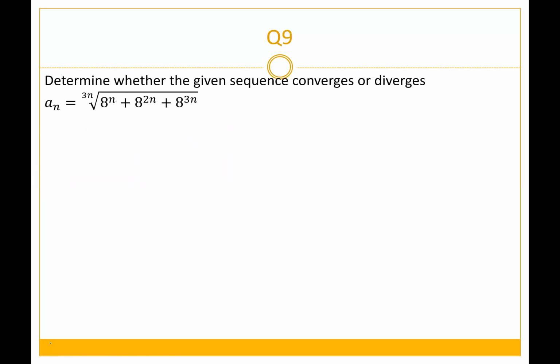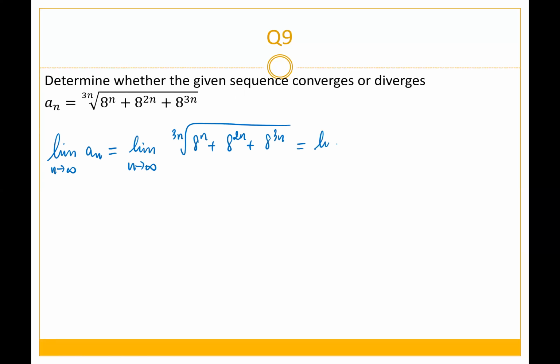Determine whether the given sequence converges or diverges. Here's a quick way to remember this: to find whether a sequence converges or diverges, you need to find the limit as n approaches infinity of a_n. So you have the limit as n approaches infinity of the 3n-th root of a^n plus a^(2n) plus a^(3n). What I'm going to do is take a^(3n) out, to cancel with the 3n-th root outside. And inside we have 1 over a^(2n) plus 1 over a^n plus 1.